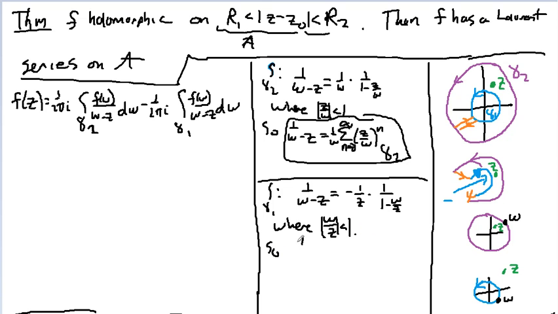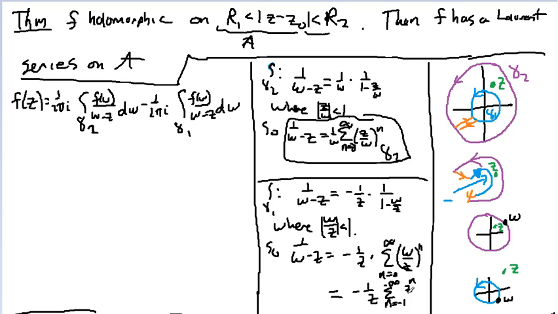So I get 1 over w minus z is equal to negative 1 over z times the sum from n equals 0 to infinity of w over z to the n, which, if we want to write it with the z on top, we get negative 1 over z times the sum from n equals negative 1 to negative infinity of z to the n over w to the n. In fact, let's just turn this. I'm losing myself. Wait one second. Okay, yeah, I got it. So this is exactly right.